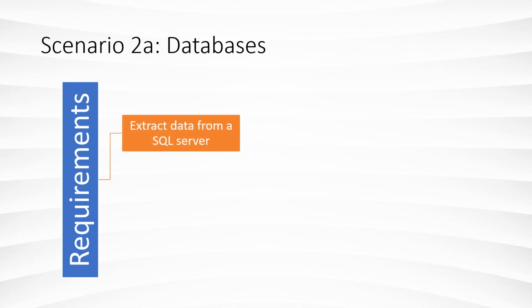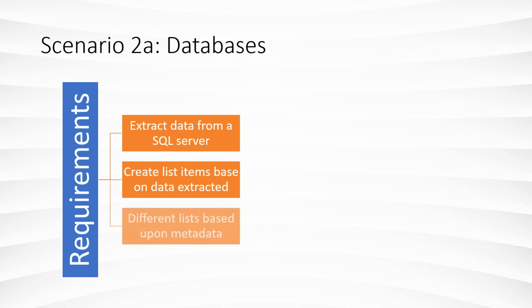So the first one is a little more simple than 2B, but basically we need to be able to take data out of a SQL server, and we need to then massage that data to create list items and put it into SharePoint. And we need to make sure that we took the data that we were pulling out of a database and split it up into the correct list. We weren't just dumping it all in one location.